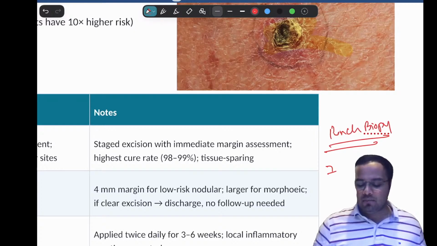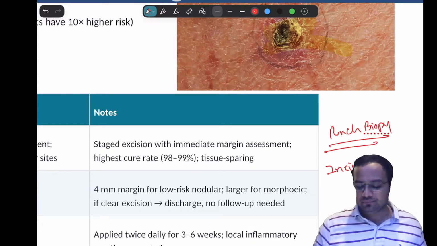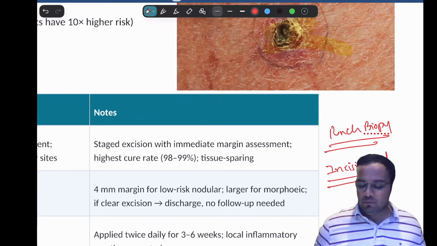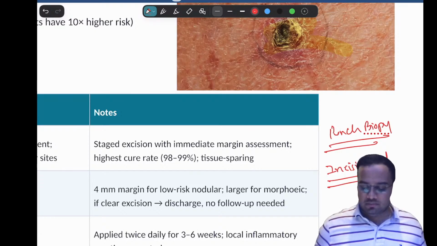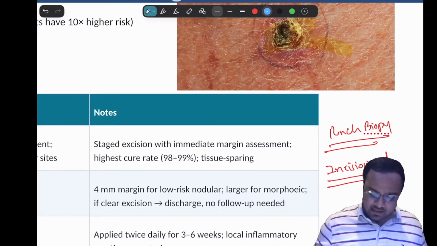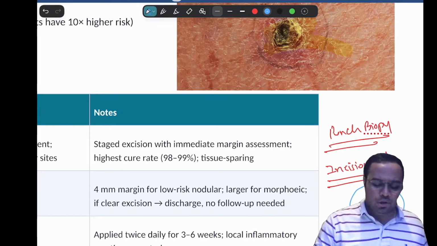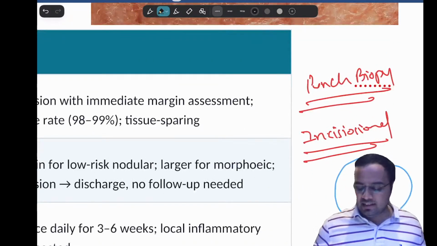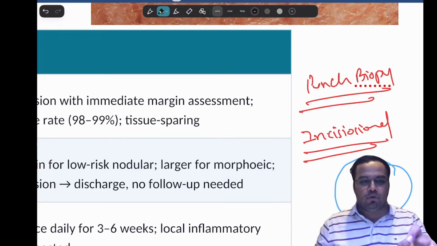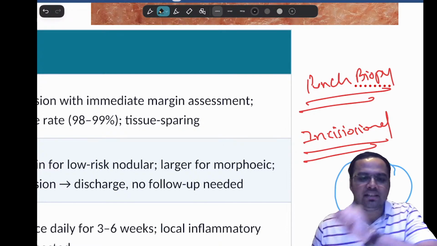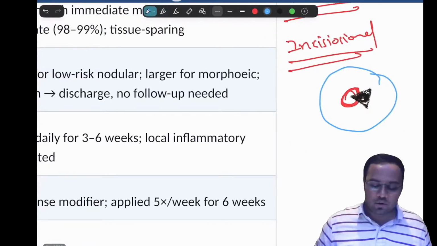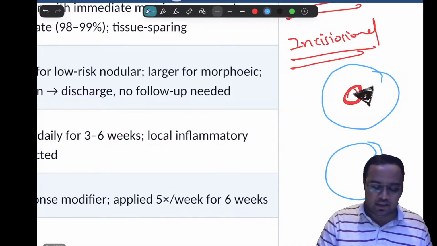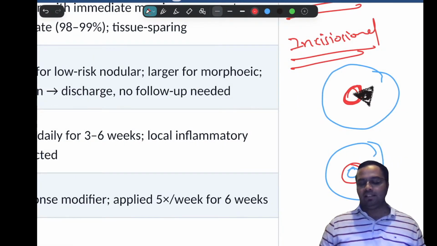The second important biopsy is the incisional biopsy. So this is going to be your lesion on the skin, and this is going to be the normal surrounding skin. You remove one part of the malignant lesion and another part of the normal tissue. So when you are removing one part of the malignancy to check, it is an incisional biopsy. And whenever you are going to remove the whole tumor for biopsy purposes, it is going to be an excisional biopsy.